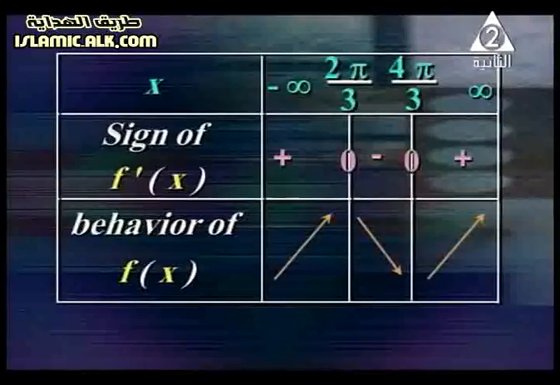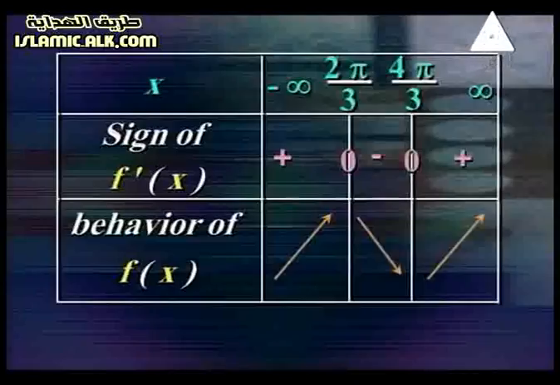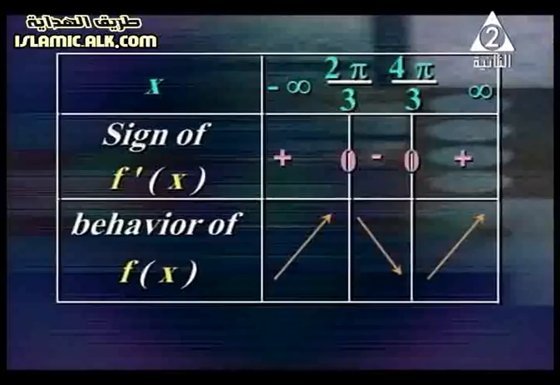Dear student, look at the table. The table consists of three rows and 4 columns. We have 3 intervals. The first interval, open, negative infinity to 2π over 3. Second interval, 2π over 3 to 4π over 3. Remember, the values of x which make f dash x equals 0 are x equals 2π over 3 and 4π over 3. The third interval from 4π over 3 to infinity.